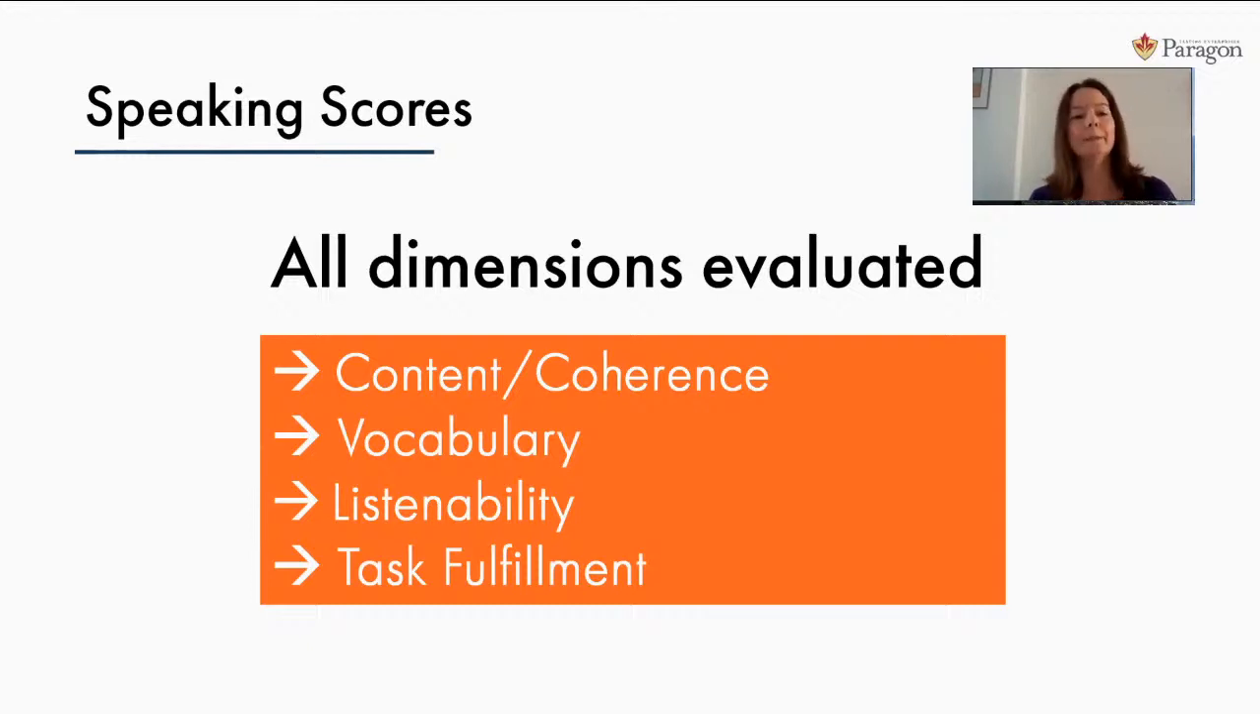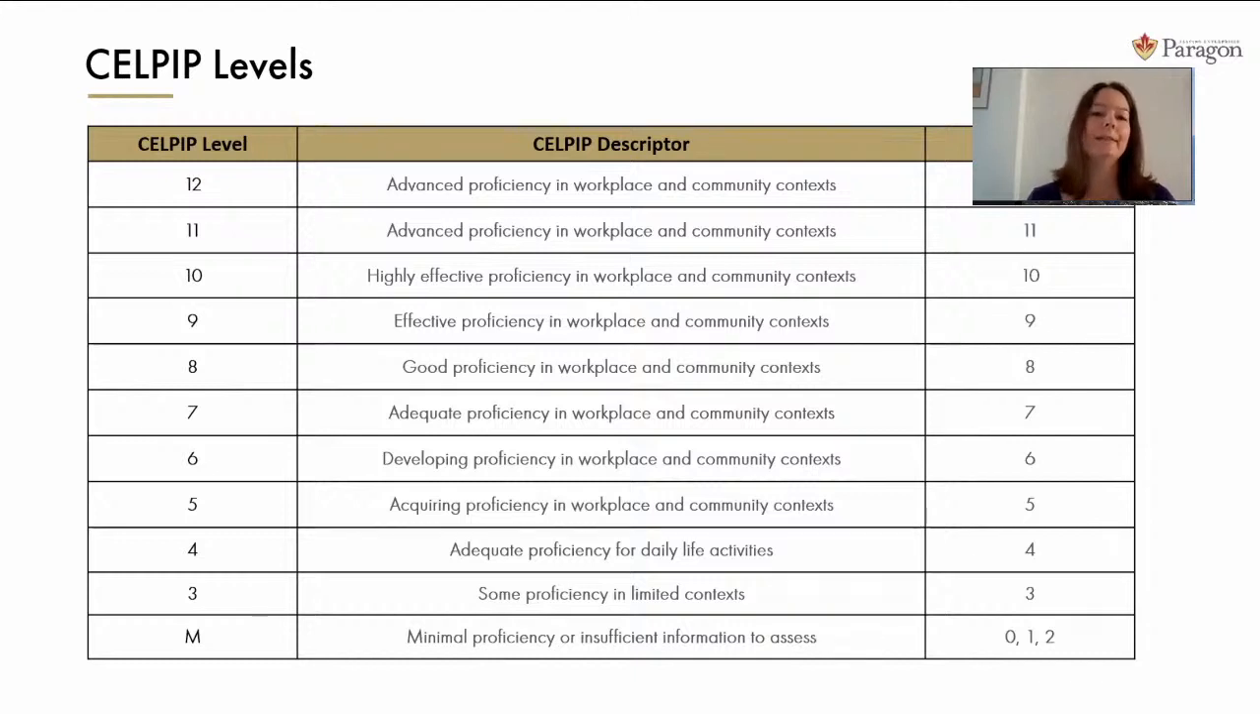So all four of these dimensions work together. I think of them as sort of a package deal. We're not going to get a great score based on one dimension. It's a combination of all four skill sets. All right, and that's important to note as you move into your CELPIP test.